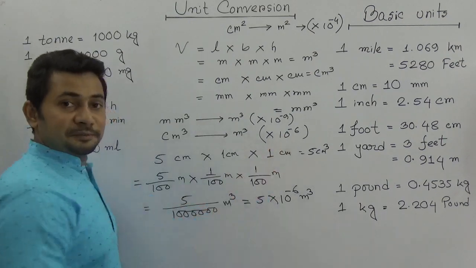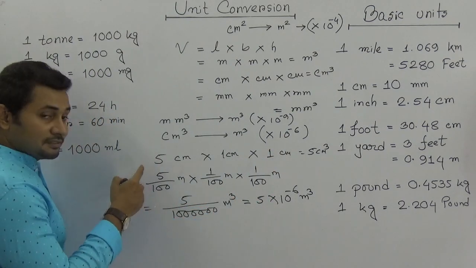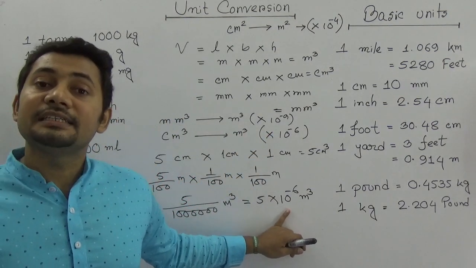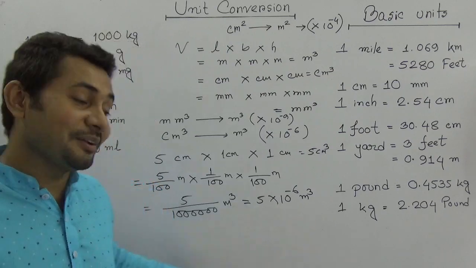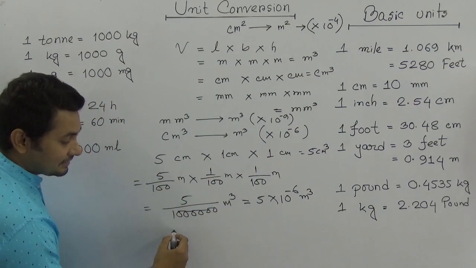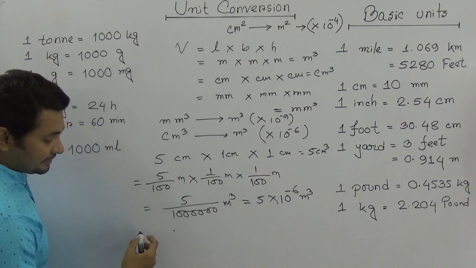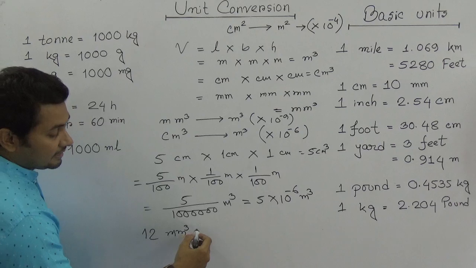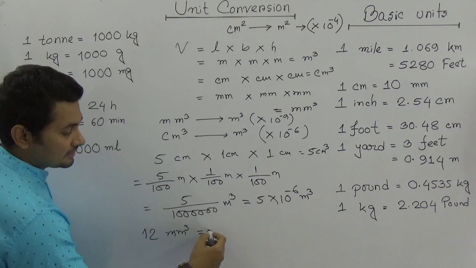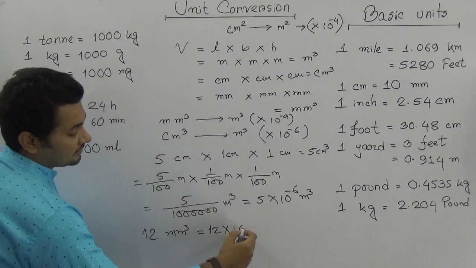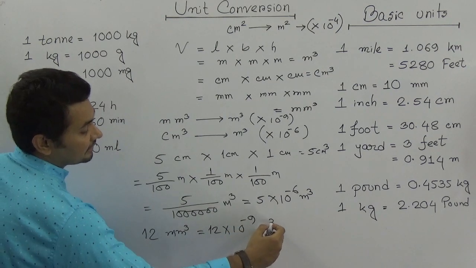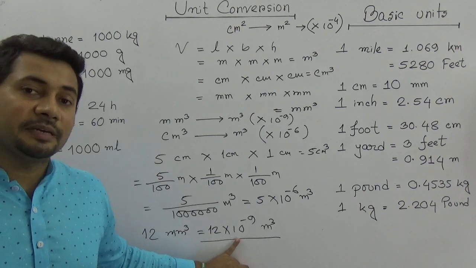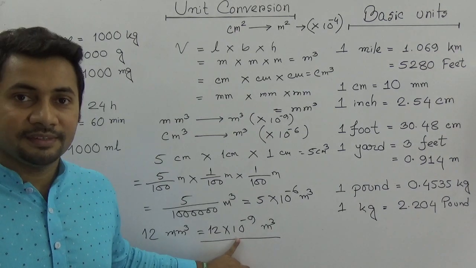So I have written it here. Whenever we need to convert from centimeter cube to meter cube, multiply by 10 to the power minus 6. Or if millimeter cube is given, like 12 millimeter cube, we can directly write 12 times 10 to the power minus 9 meter cube.